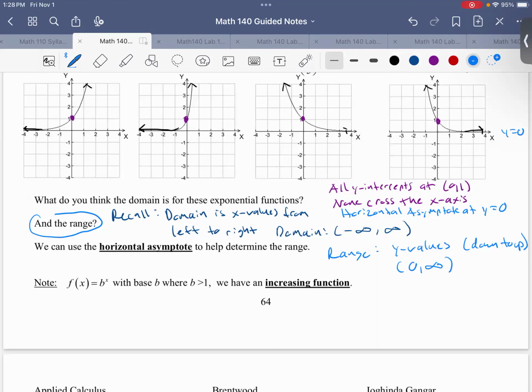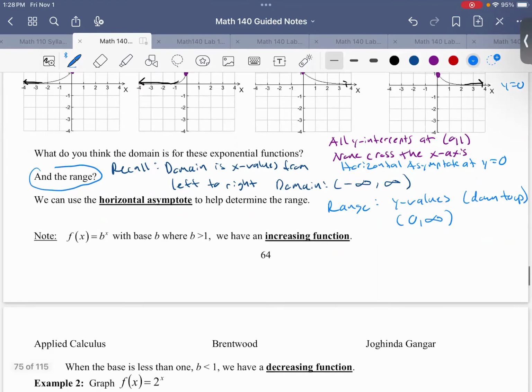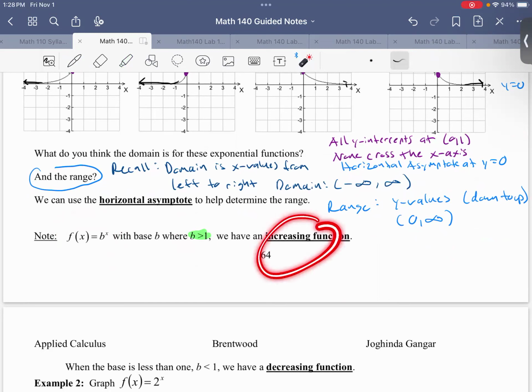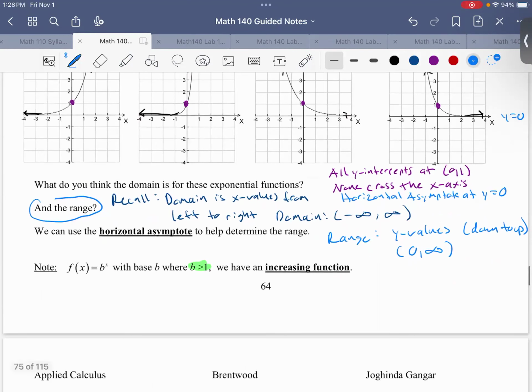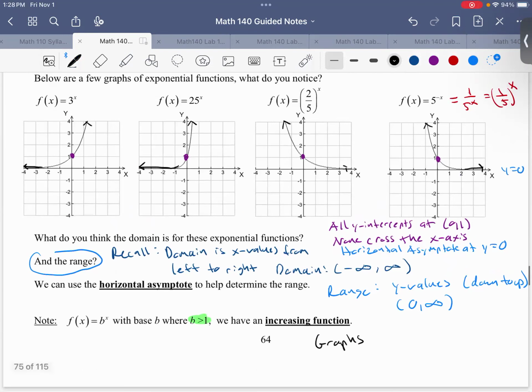Okay, so some more background on exponential functions. That exponential function f of x equals b to the x, where b is greater than 1, it is an increasing function. Like examples, or should I say graphs 1 and 2. B is 3, that's greater than 1, and 5, that's greater than 1. So an increasing exponential function is graphs 1 and 2.